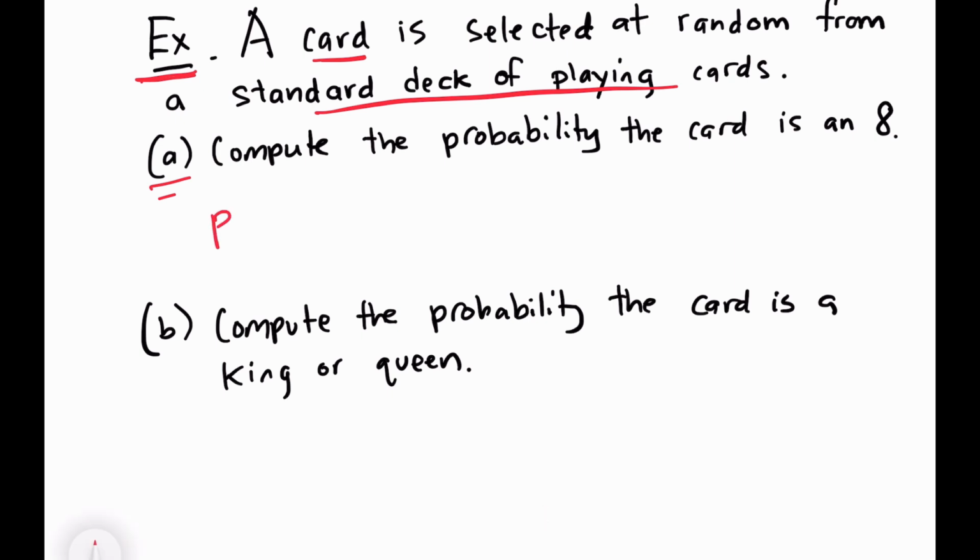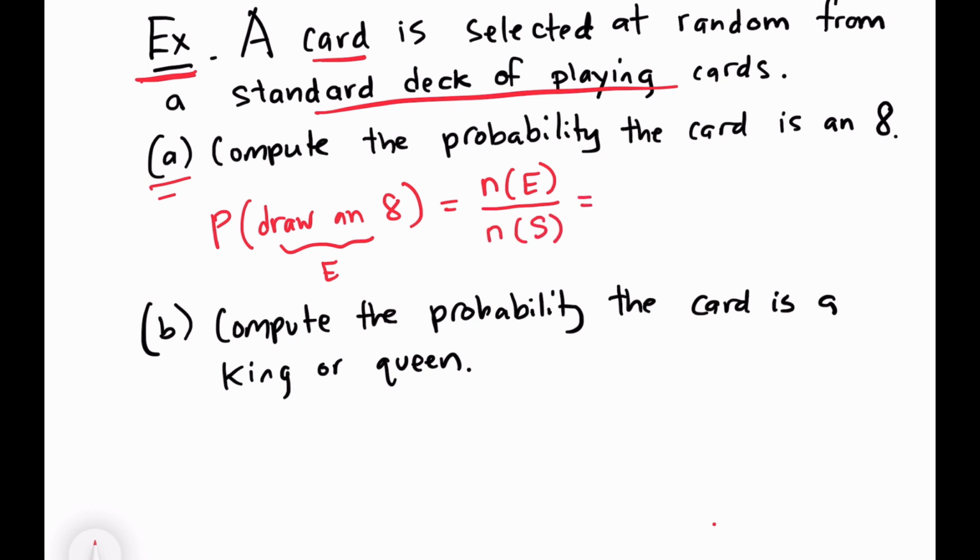So the probability that we draw an 8, and let's just call this event E, is just the number of outcomes in E divided by the number of things in the sample space. And we know that there are 52 cards. And the number of things in E, well, there's the 8 of diamonds, 8 of hearts, 8 of spades, and 8 of clubs. So that's just 4. And you can reduce that down to 1/13.